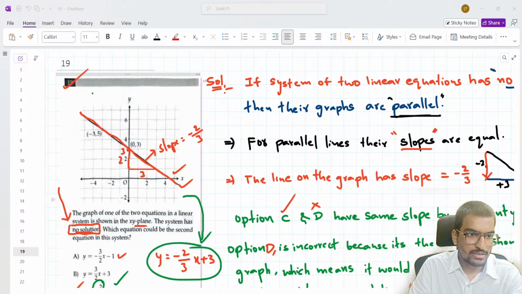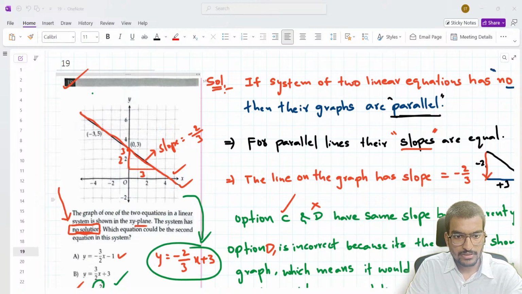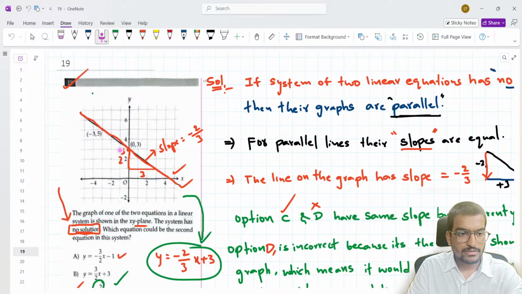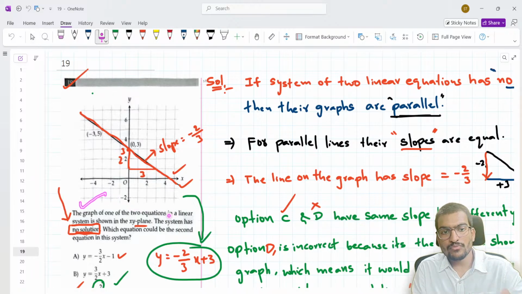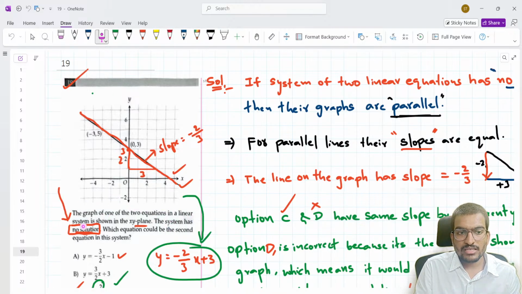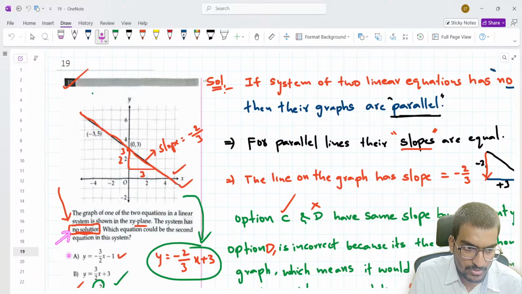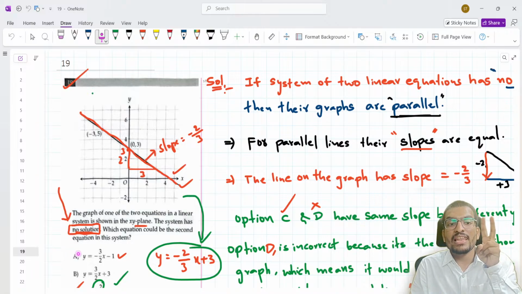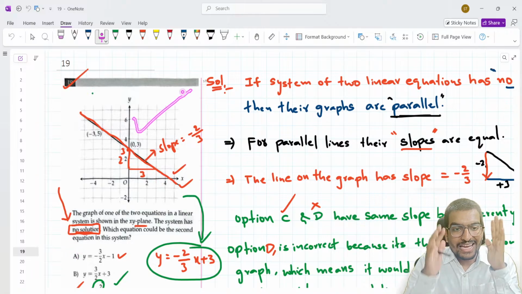Okay, question 19 is simple. Let me tell you here so that I can finish it quicker. So what's the question? The graph of one of the following 2 equations in the linear system is shown in the xy plane. The system has no solution. No solution means the lines won't meet. Which equation could be the second equation in this system? Point number 1, no solution means the lines are parallel. They gave only one line in the graph.